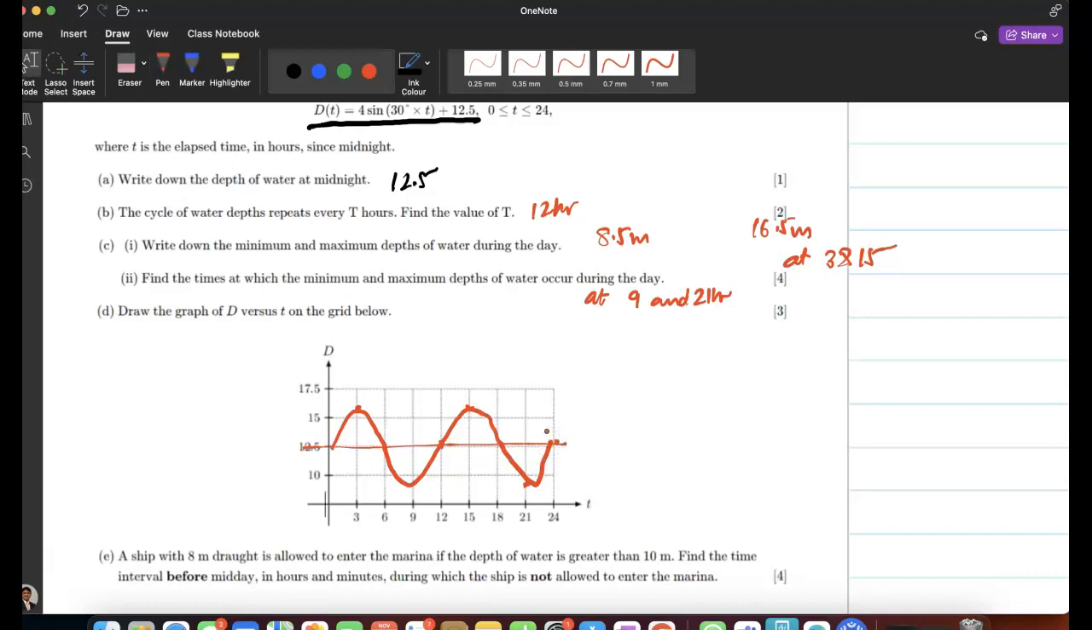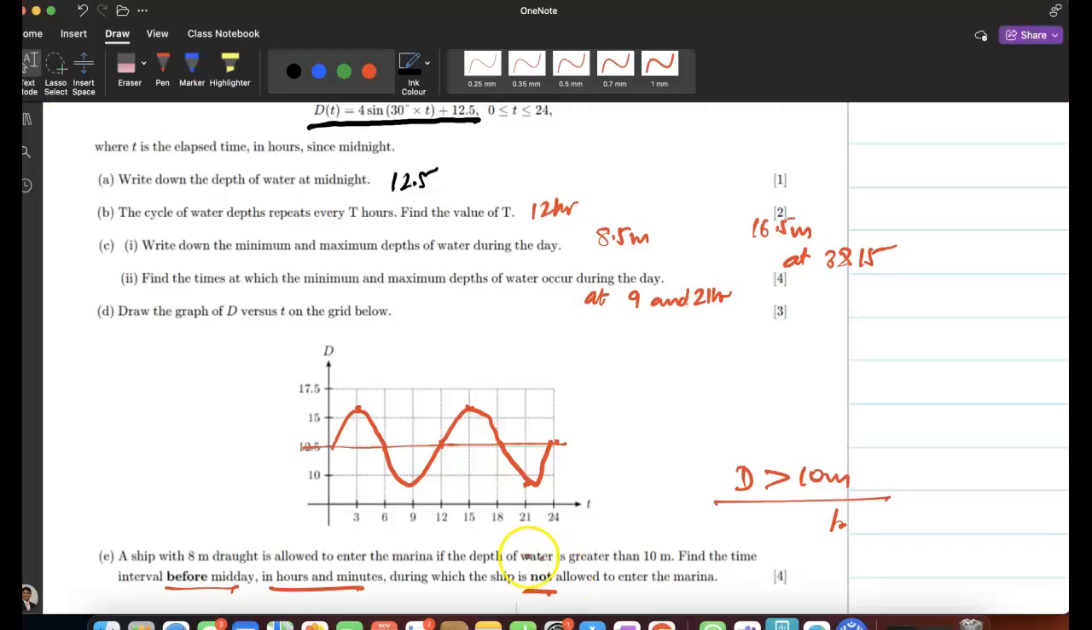Okay. A ship with 8 meter draft is allowed to enter the marina when the water is greater than 10 meters. So the depth of the water should be greater than 10 meters. Find a time interval before midday, in hours and minutes, during which the ship is not allowed to enter the marina. So what you need to do is simply sketch your graph.